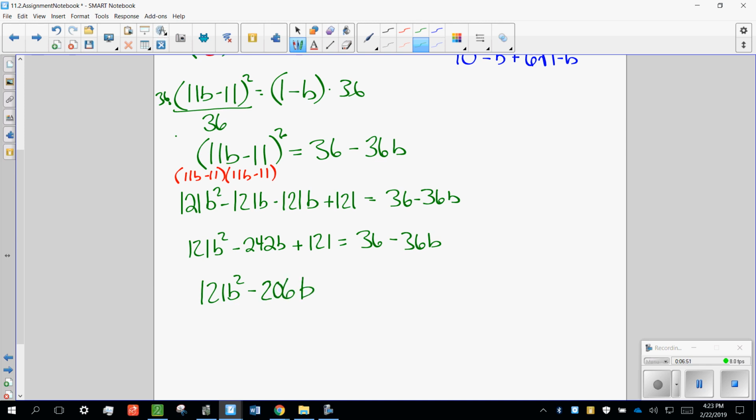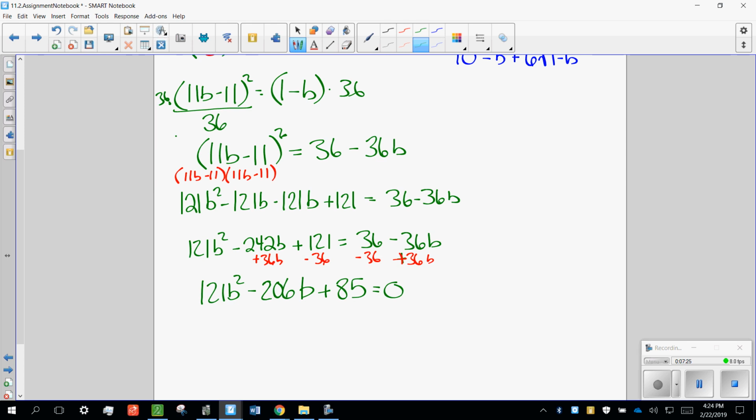So what I'm doing here is adding this 36b over here, and I'm going to subtract 36 from both sides. That will leave me with 121b squared minus 206b plus 85 is equal to 0. You can use the quadratic formula to solve that. You can try your best to factor it, but let's just see if we can solve it by graphing instead.